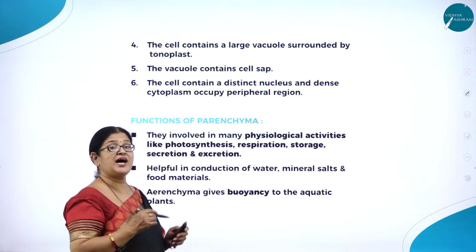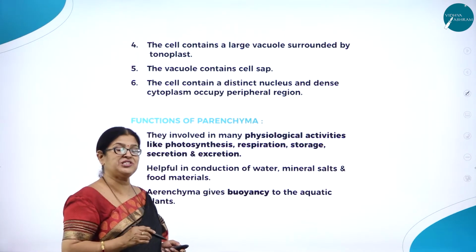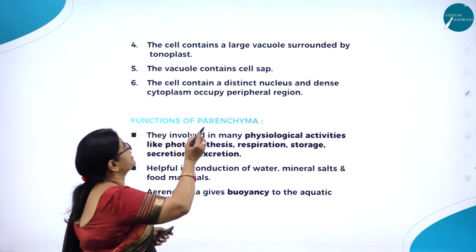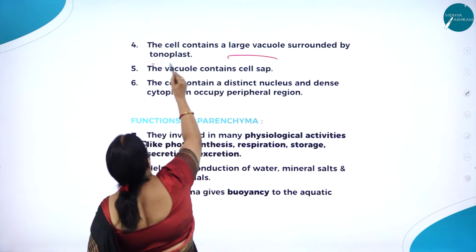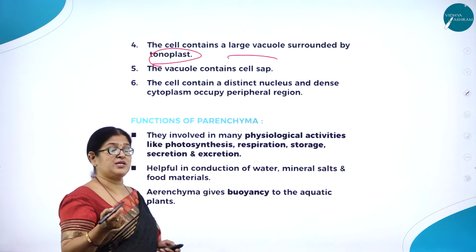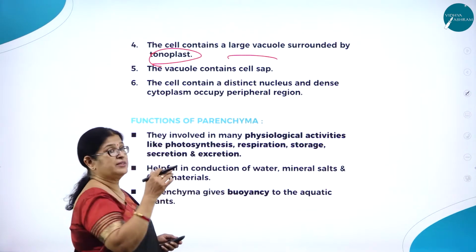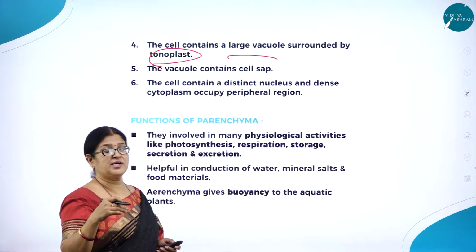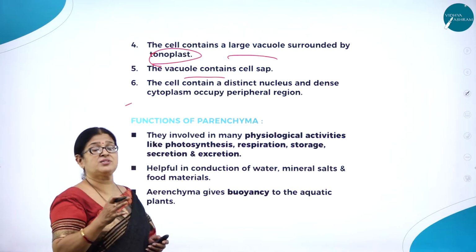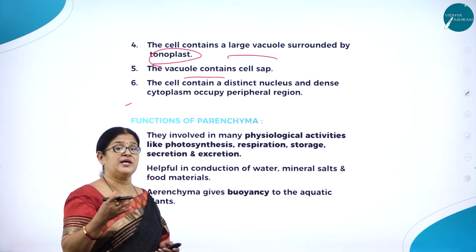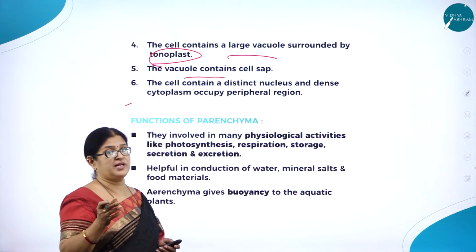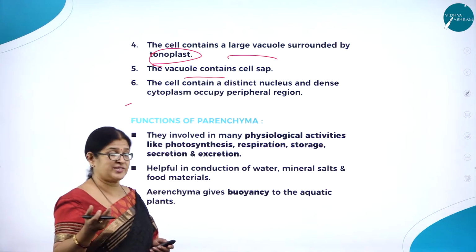Moving on to the next very important features of parenchyma tissue. The cell contains a large vacuole. See, in meristematic tissue, the vacuole was absent or even if present, very small. Here you can see it contains a large vacuole surrounded by a layer membrane called tonoplast. So this is one question which may be asked. What is tonoplast? The membrane that surrounds the vacuole is called as a tonoplast. Next, the vacuole contains cell sap. Cell sap means what? Contents. It might be sugar, minerals, etc. All that put together is called as cell sap, or even it might be ergastic substances.